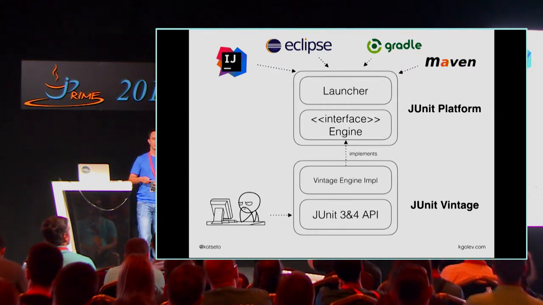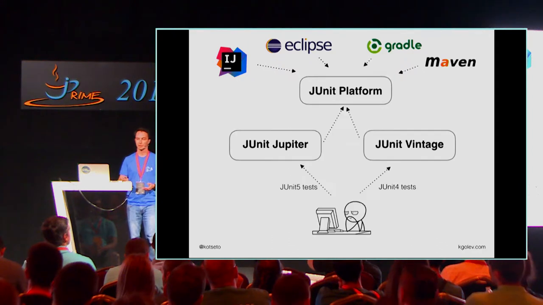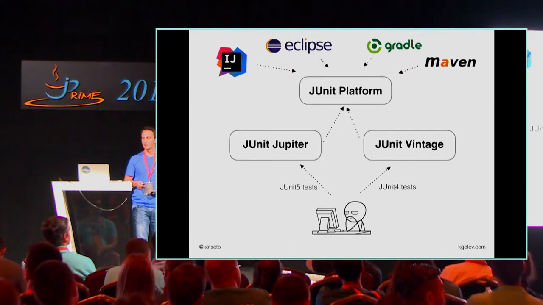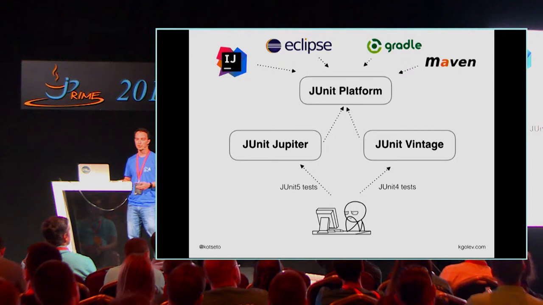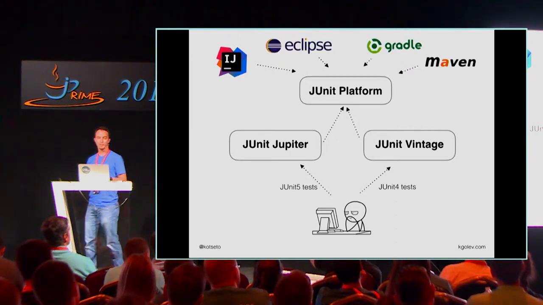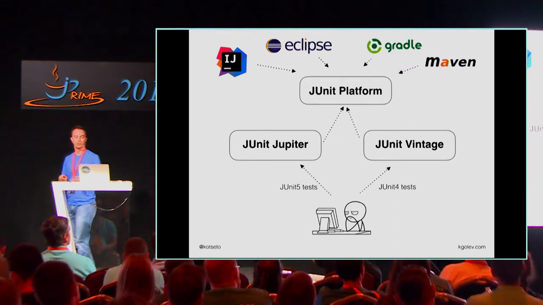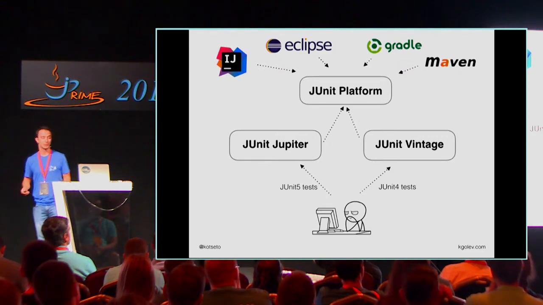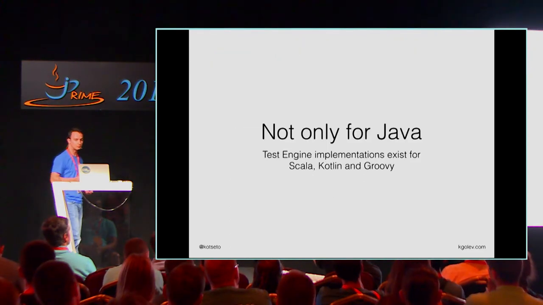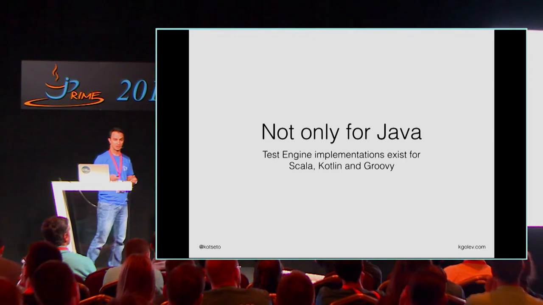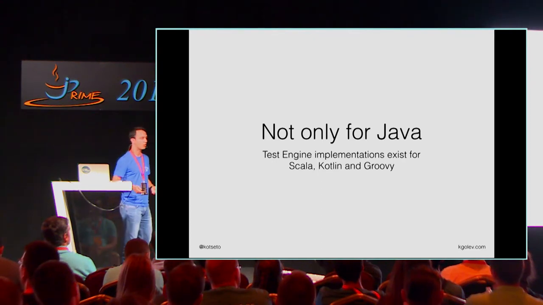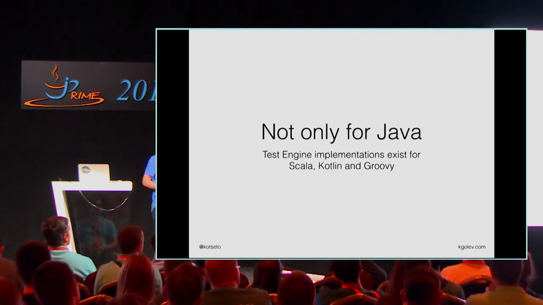And this is how you run all your old tests together. So you can see it here, maybe it's a little more clear. You just put as many engines as you want. It could be for Java, it could be for other things, because it's not only for Java. Test engine implementations currently already exist for Scala, Kotlin, Groovy, other frameworks.